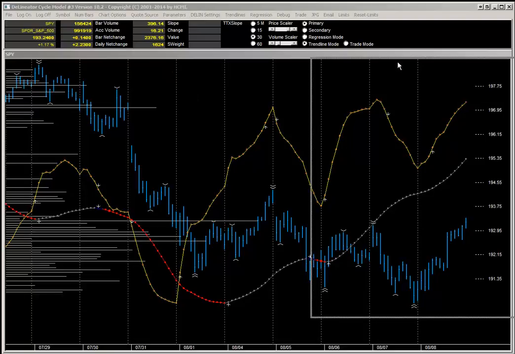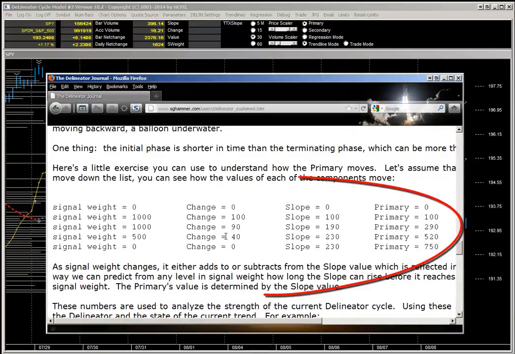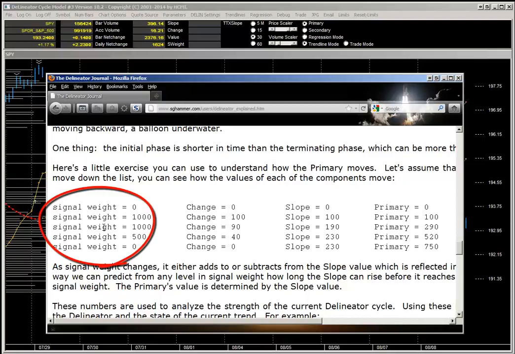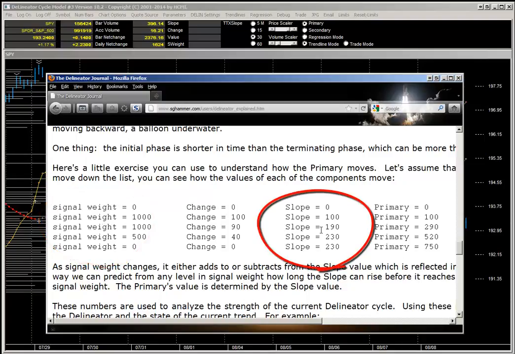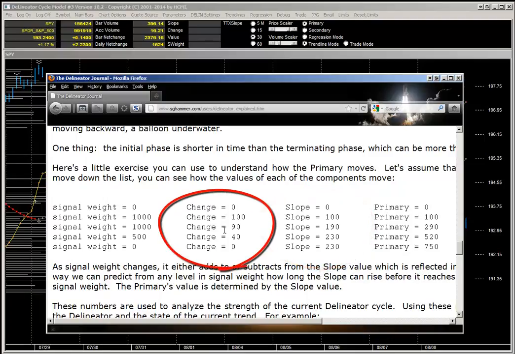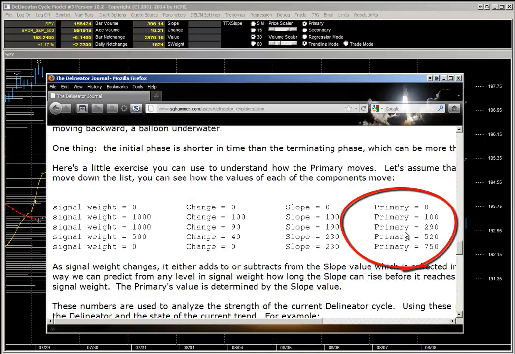So let's run through a little exercise. Here I'm pulling into the screen from the Delineator Basics section a little exercise that we can run through. Signal weight is market breadth. We know that. The slope is the value of the slope of the delineator. The change is the change in the value of the slope from the prior period to the current period and is a direct measure of momentum. And we're going to see how the primary value is calculated.